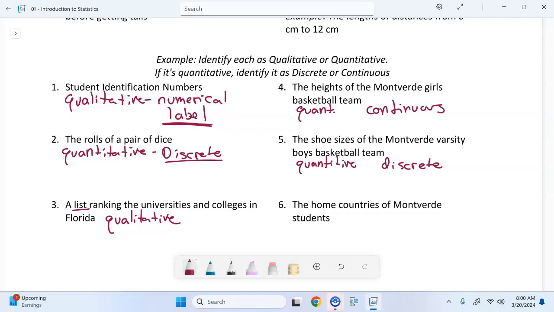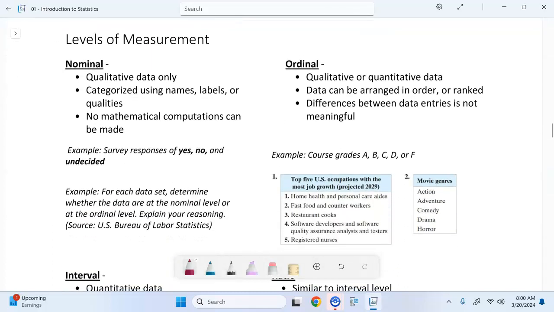The home countries of Montverde students. Quantitative or qualitative? Okay. All right. Good.